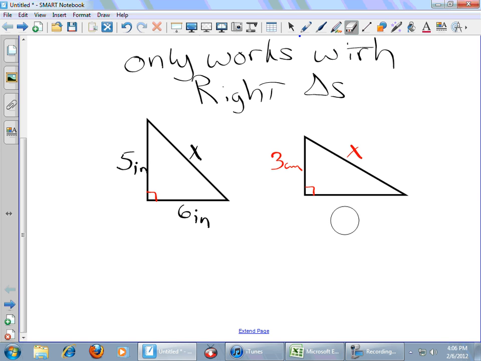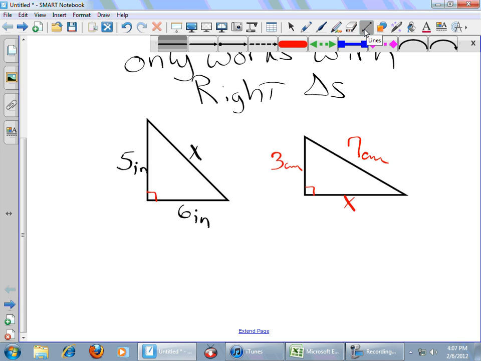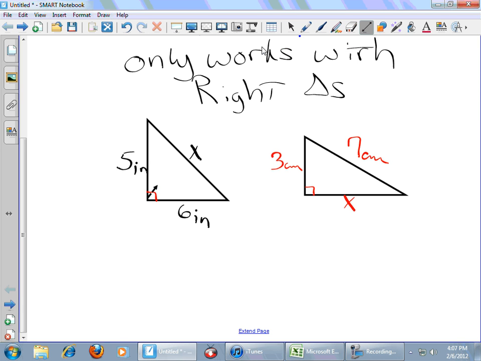But let's pretend that this time I knew this side here, and I'll give that side a name in a minute. I could figure out that. Now there's two different approaches to do it. The first thing you have to know is that the longest side of the triangle, the side across from the right angle, has a very special name. It is called the hypotenuse.